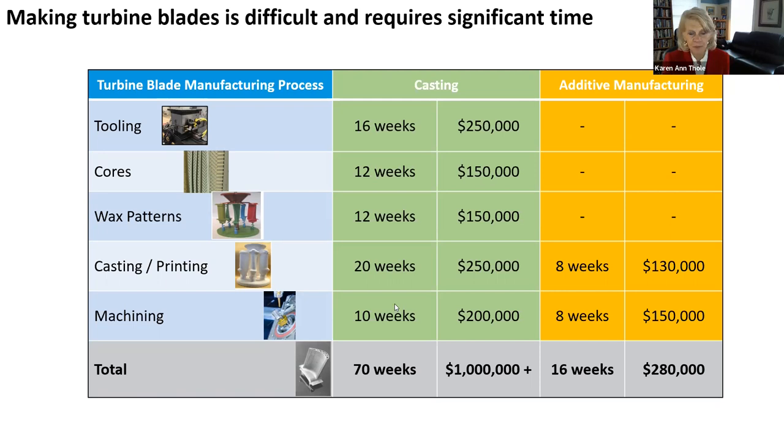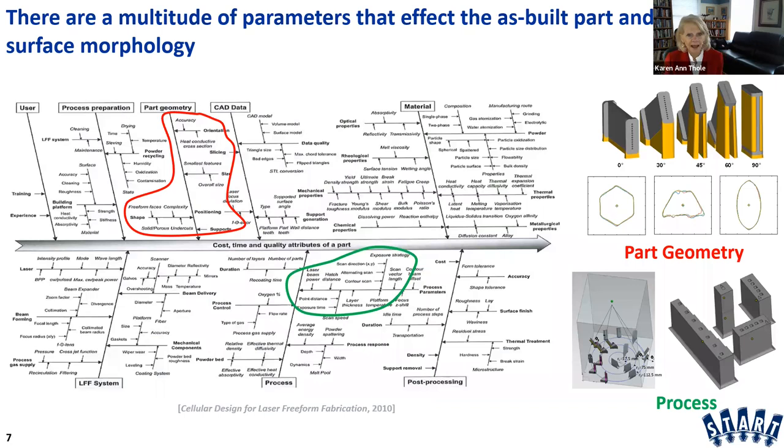So when you make a part, this is a fishbone diagram, and it illustrates all the different decisions that you need to make as you build a part, all the processing parameters and so forth. One of the things I'm going to focus on up front today is build direction. A turbine blade is three-dimensional.